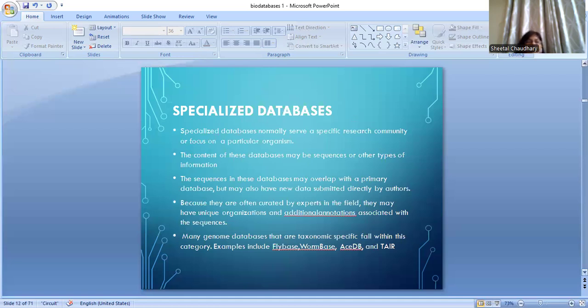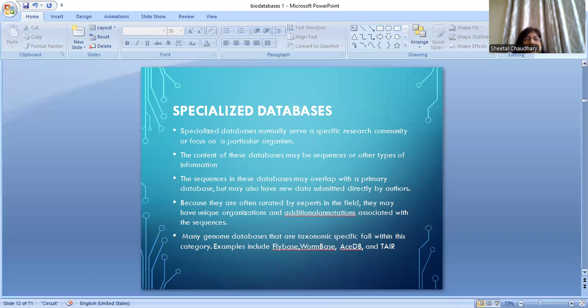Specialized databases. Specialized databases normally serve a specific research community or focus on a particular organism. So it consists of limited information about a particular type of organism or particular information. The content of these databases may be sequences or other types of information.